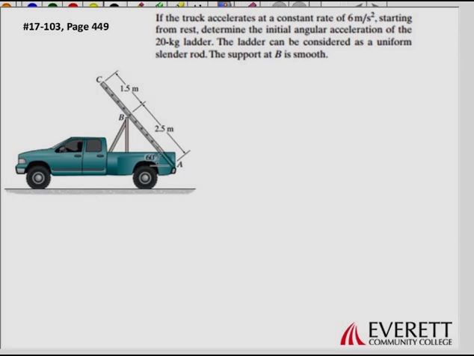So I'm going to start writing down my givens here. So the truck accelerates at a constant rate of 6 meters per second squared. So I'm going to write a section for givens, and say that the acceleration of the truck is equal to 6 meters per second squared. Starting from rest, so that tells me V naught equals 0. Determine the initial angular acceleration of the 20 kilogram ladder. I'm just going to put the mass of the ladder down. The ladder can be considered a uniform slender rod.